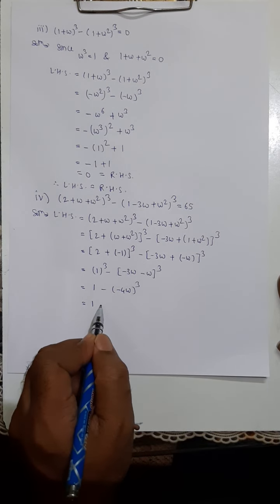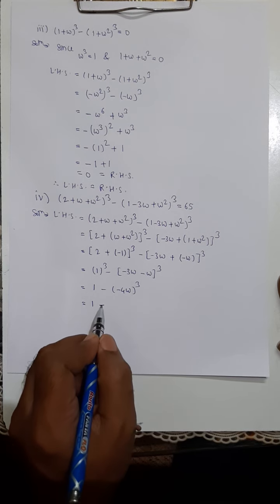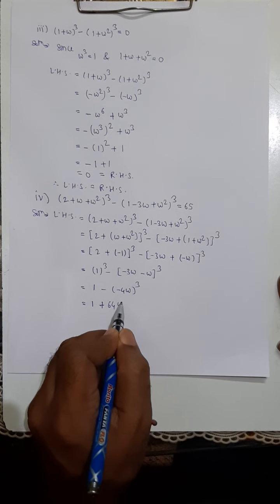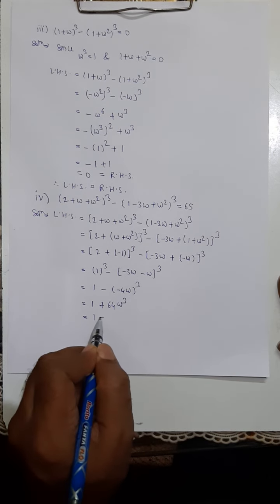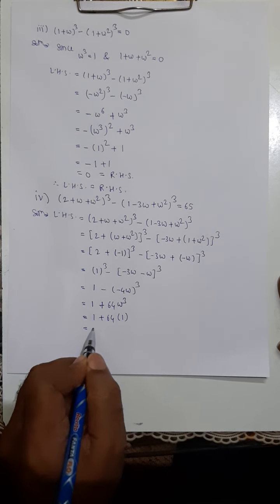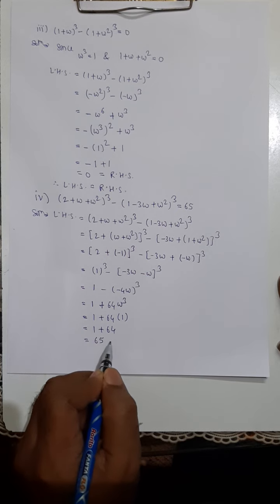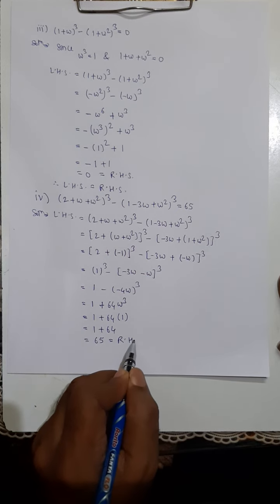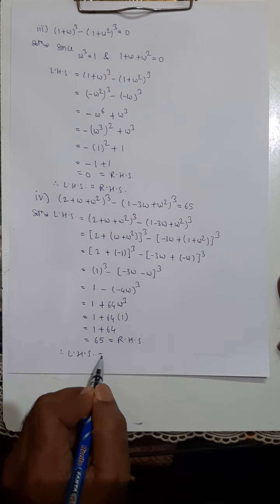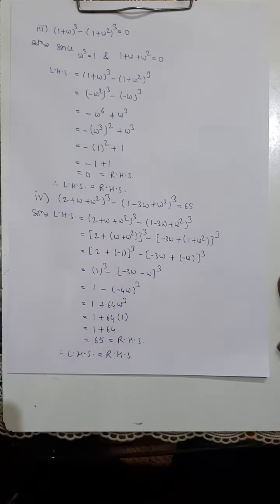So 1 minus (minus 4) cube, minus 64, and this minus sign, plus 64 omega cube as it is. So 1 plus 64, value of omega cube 1. So we get 1 plus 64, and that is 65, and that is RHS, and therefore we have shown that LHS is equal to RHS, right side 65.